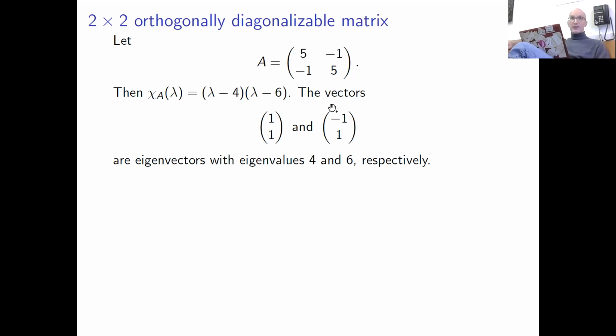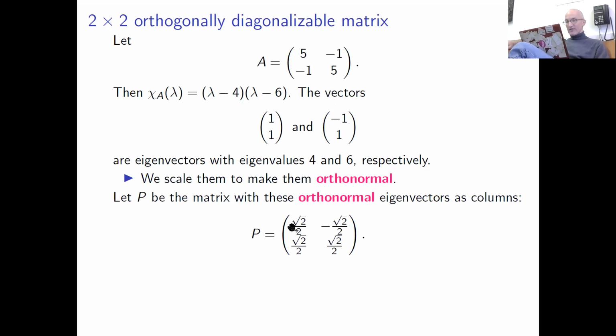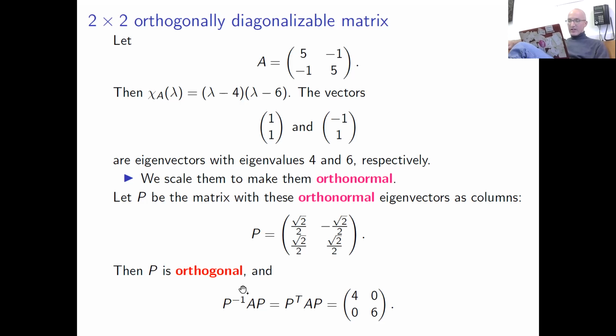How to scale them? You have to divide them by the length. You get this vector √2 over 2, √2 over 2 instead of this, and you get this vector instead of this. These are also eigenvectors with eigenvalues 4 and 6 respectively. But now the matrix for the diagonalization is orthogonal, because its columns are orthonormal. And you can check that P inverse times A times P is the diagonal matrix with 4, 0, 0, 6. Actually, this is very easy to check.